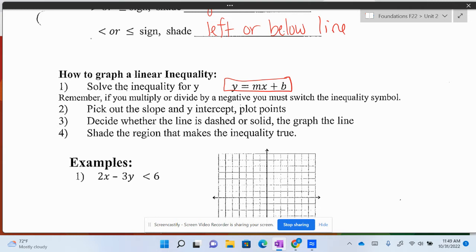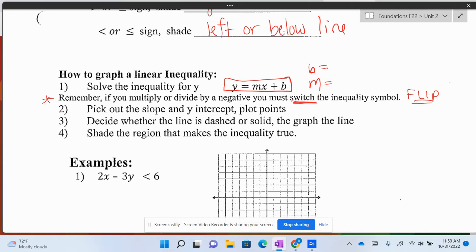Kane. So you know where to begin, and then you can count your slope. Yes. Do you see this special note here? Because we're dealing with inequalities, it says, if you multiply or divide by a negative, you must do what? Yeah, flip the symbol. Do you guys remember doing that?